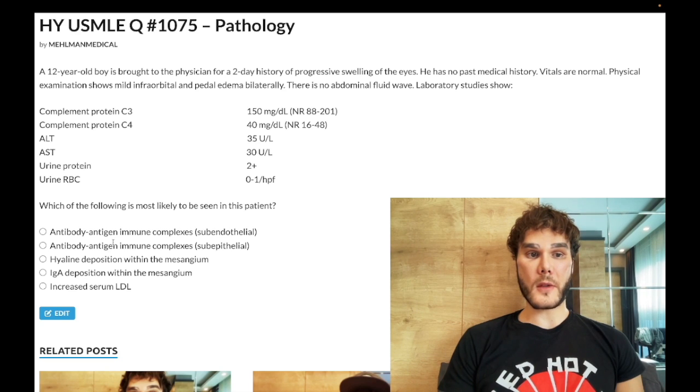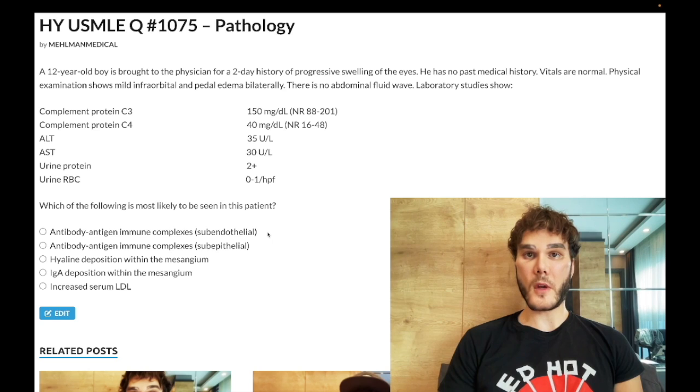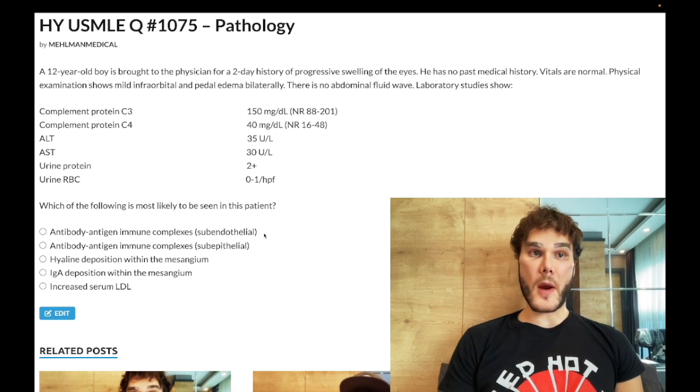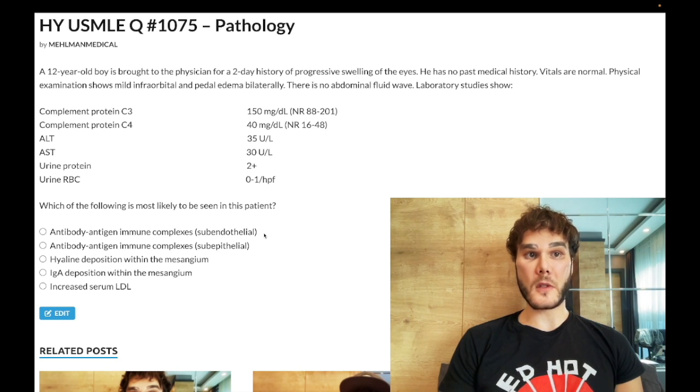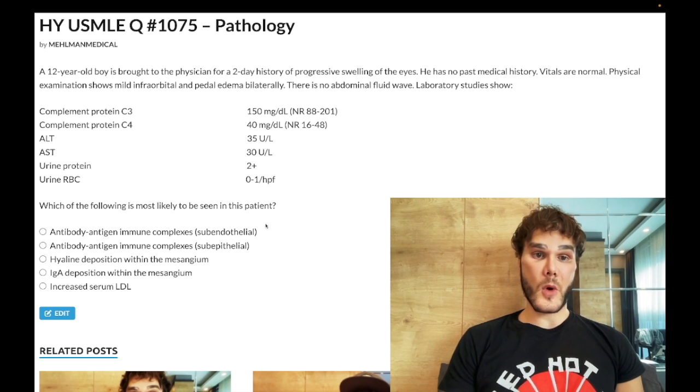Let's just hop through. Antibody, antigen immune complex, subendothelial, wrong answer. Doesn't exist for USMLE. So when we talk about subendothelial deposits, whether it's just complement proteins or immunoglobulins in general, could refer to membranoproliferative glomerulonephritis, which is going to be red urine in a patient with hepatitis C or malignancy. It could be diffuse proliferative glomerulonephritis, which is going to be red urine in a patient with lupus. Wrong answer.